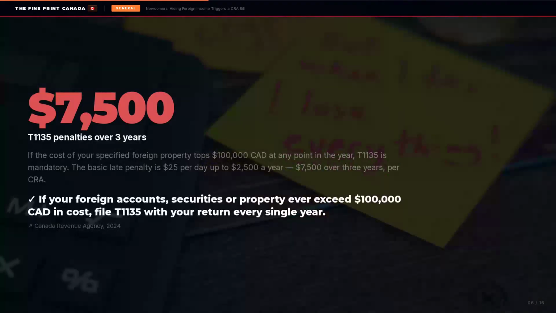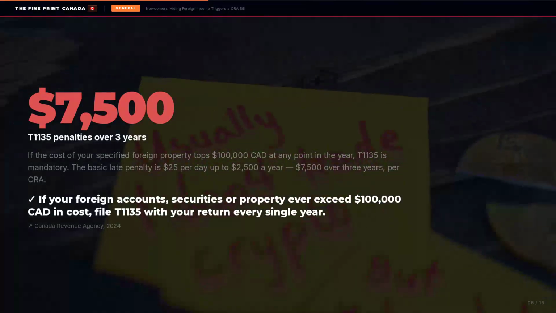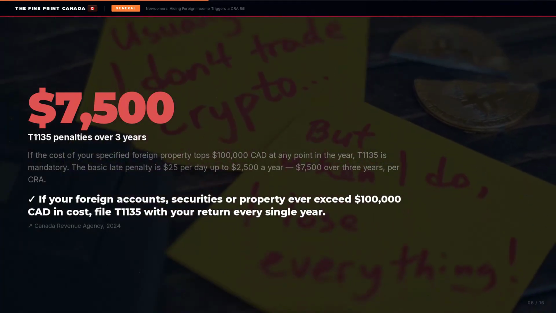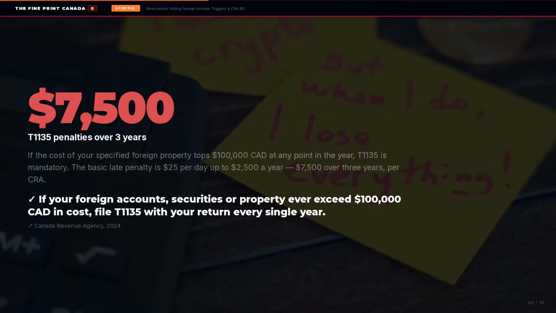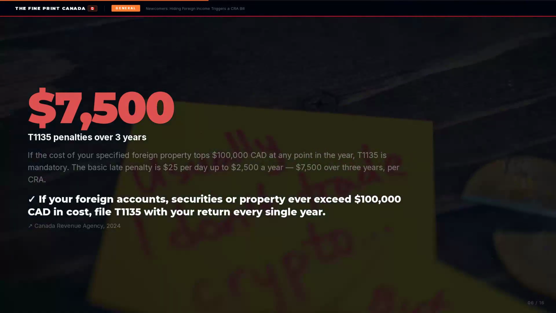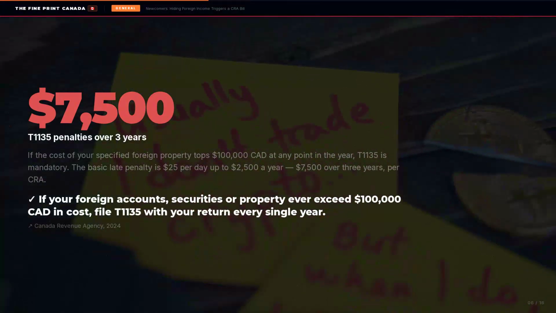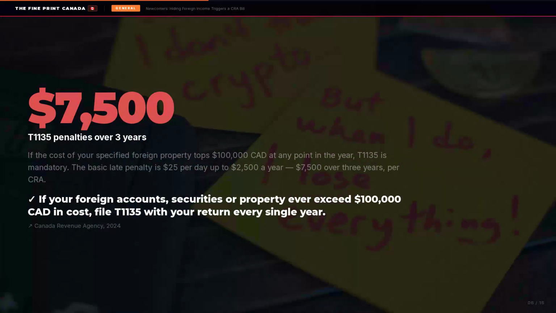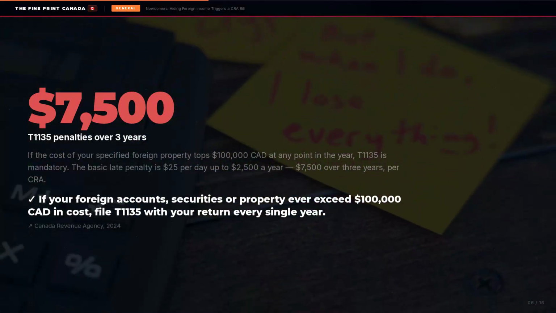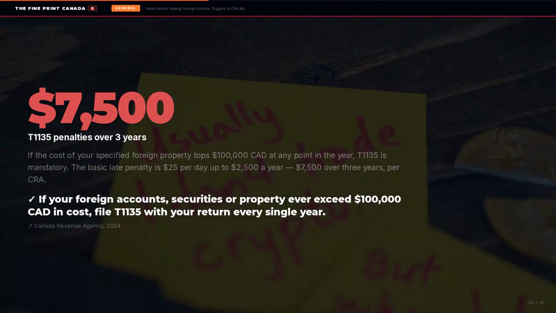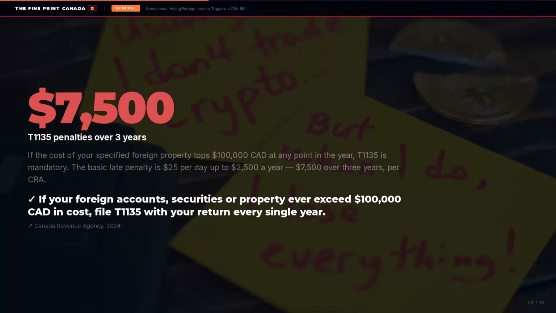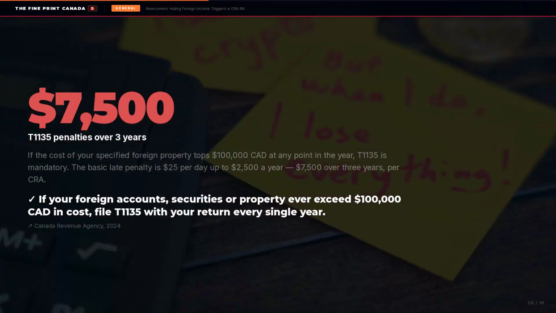Here's what it costs. If the cost of your specified foreign property tops $100,000 at any time in the year, T1135 becomes mandatory, and the basic late filing penalty is $25 a day, capped at $2,500 per year according to CRA. Miss it for 3 years and that alone is $7,500 even if you owe almost no tax. The fix. If your foreign property crosses $100,000, file T1135 with your return every year.